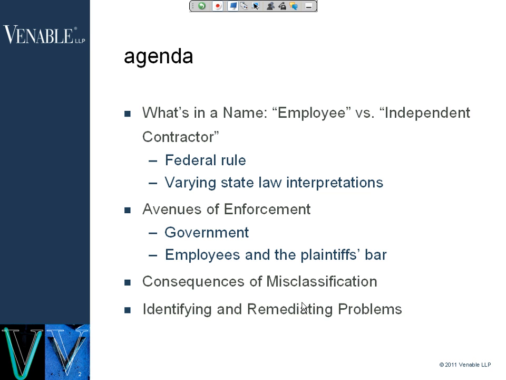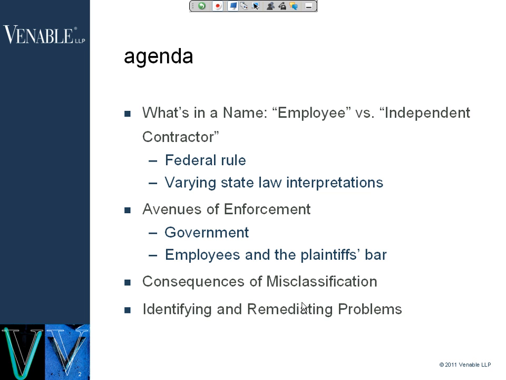How do these issues arise for employers? There's principally three: through government audits and investigations, through employees, sometimes unwittingly, sometimes intentionally, challenging their status as an employee or independent contractor. And then, of course, our good friends on the plaintiff's bar often raise these issues in the context of litigation and trying to enforce individuals' rights.